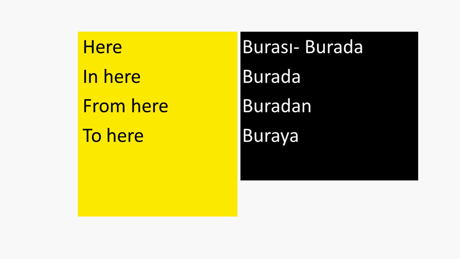Now let's see other examples of "here," burada or burası. Let me give you two examples of how we use them. Here means burada. In an example, ben buradayım. That means in English, I'm here.